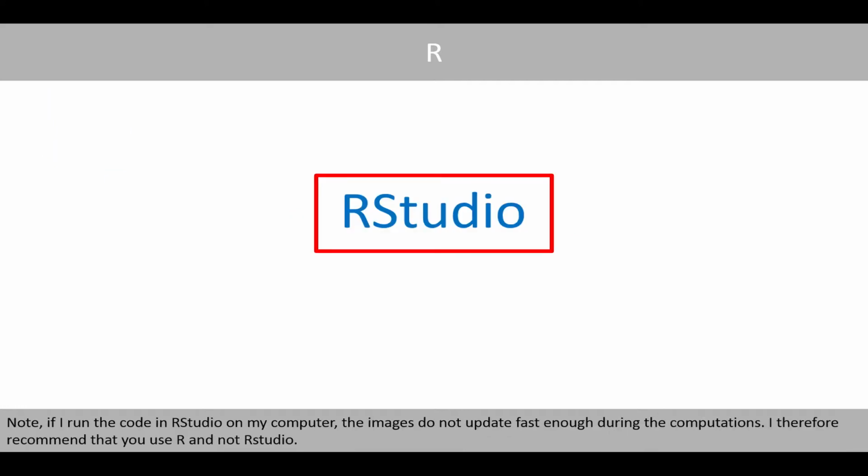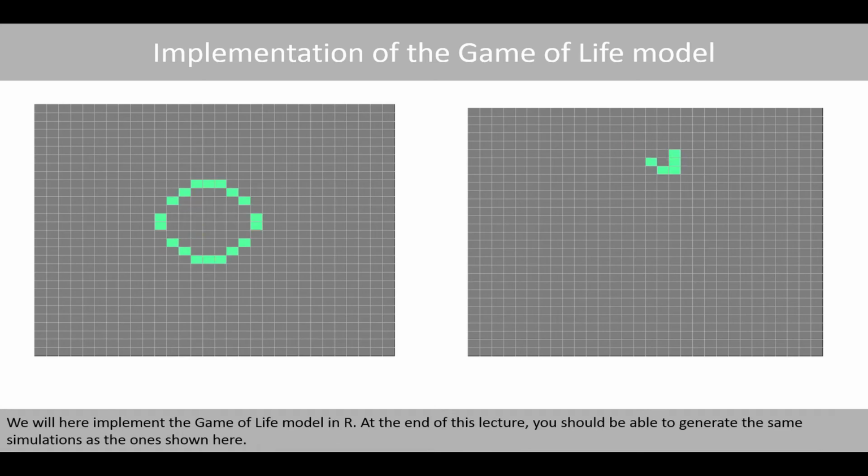Note, if I run the code in RStudio on my computer, the images do not update fast enough during the computations. I therefore recommend that you use R and not RStudio. We'll here implement the game of life model in R. At the end of this lecture, you should be able to generate the same simulations as the ones shown here.